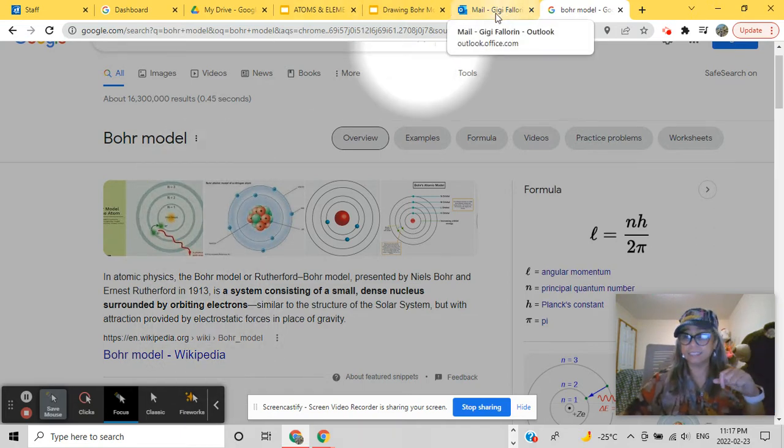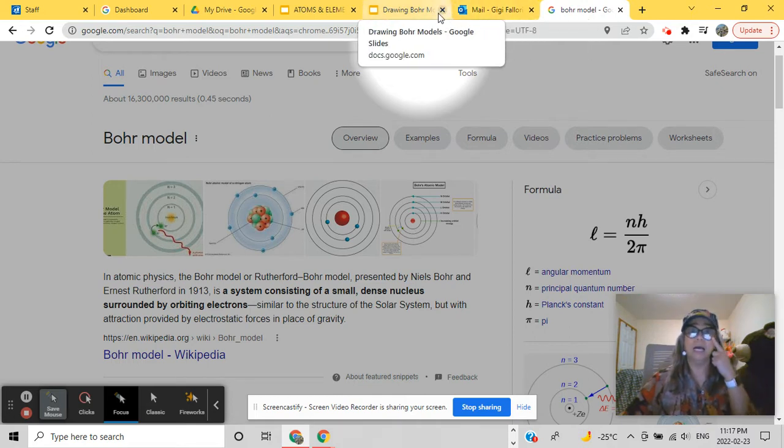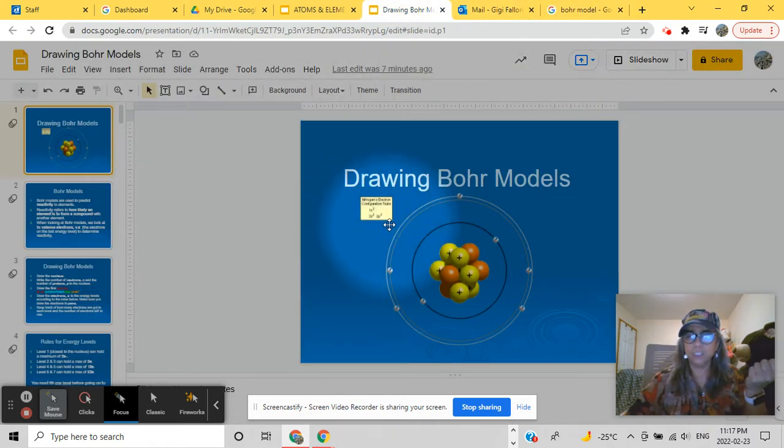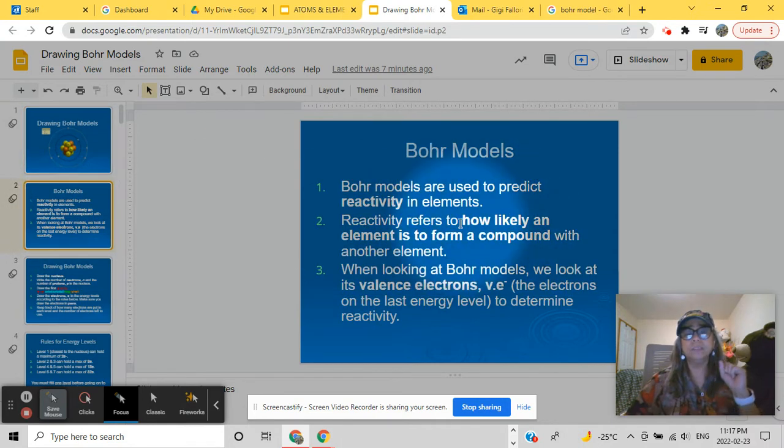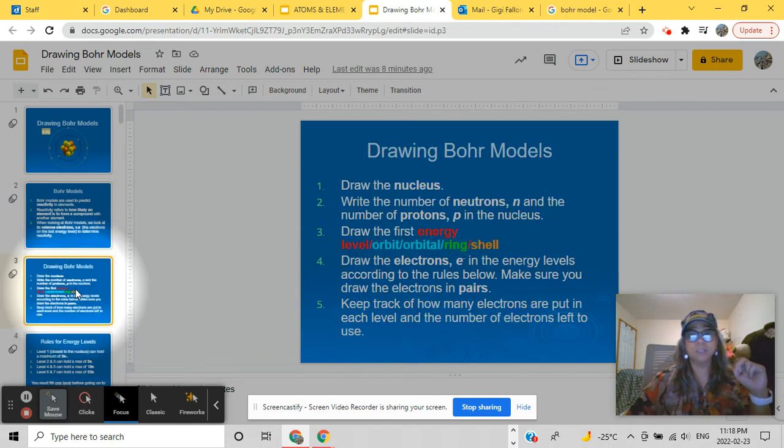That is the intent of this DI, or direct instruction video. So how exactly do we draw the Bohr diagram for each element? But first things first, Bohr models. The Bohr models are used to predict reactivity in elements. Reactivity refers to how likely an element is to form a compound with another element. When looking at Bohr models, we look at the valence electrons. Remember the VE? These are the electrons on the last energy level, or the outermost electrons, to determine reactivity.